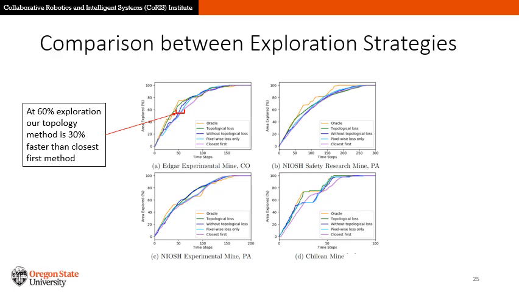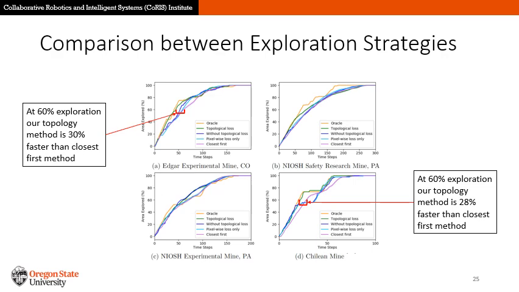In particular, at 60% exploration of Edgar mine, our topological method is 30% faster than the closest first method. And at 60% exploration of Chilean mine, our topological method is 28% faster than the closest first method. These results show that our method results in more effective exploration since it focuses on exploring the predicted high value regions first.